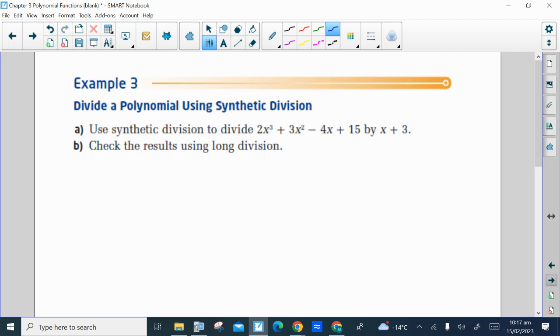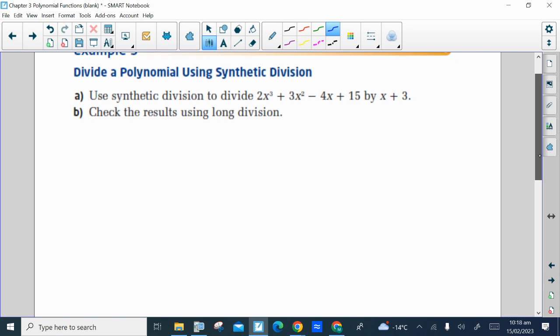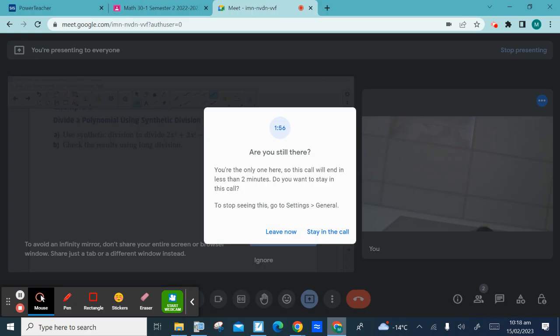So on the next page, we need to use synthetic division to divide, and then it says check using long division. Well, remember yesterday we also saw a different way we could check. We could write that division statement and then check it that way. It doesn't really matter which way you check as long as you check.